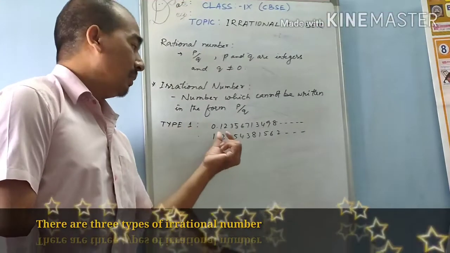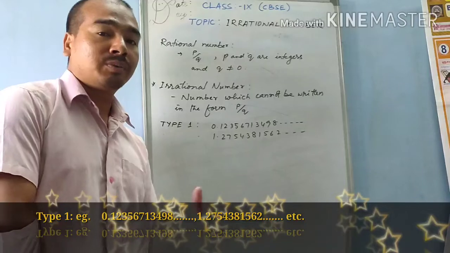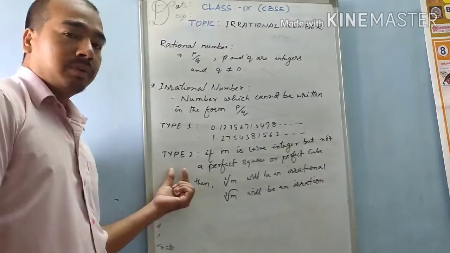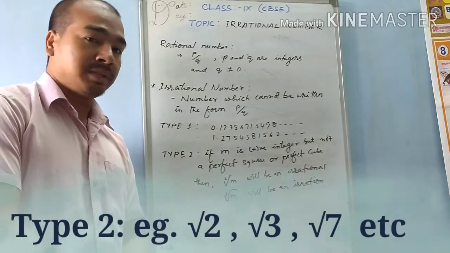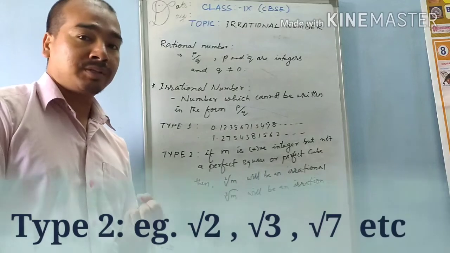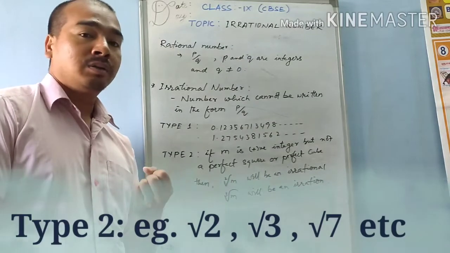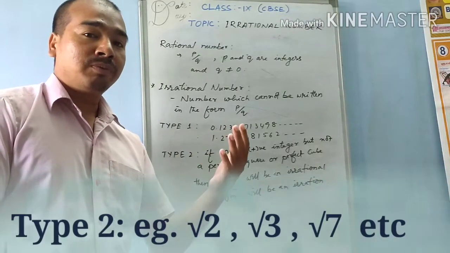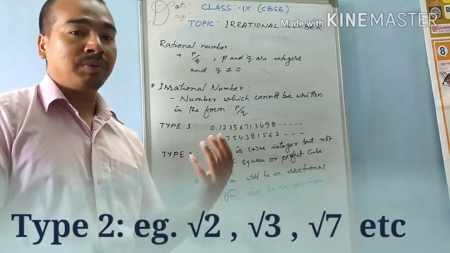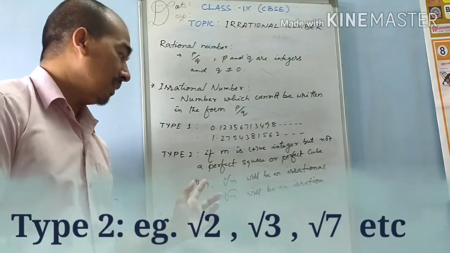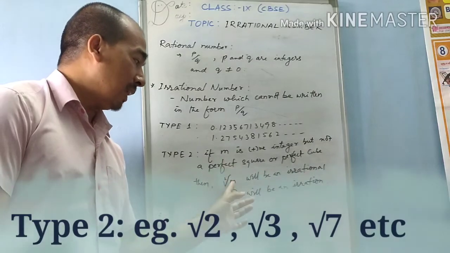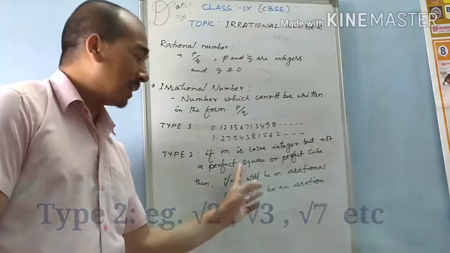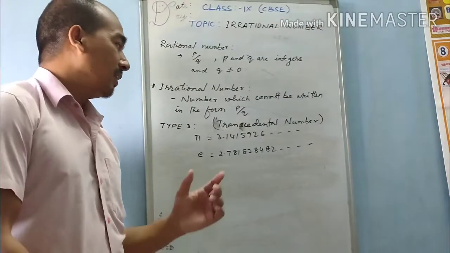There are three types of irrational numbers. Type 1: after the decimal point, the digits go on without stopping. So this type of number is also an irrational number. Type 2: if m is a positive integer but not a perfect square or a perfect cube, or cannot be expressed as a number to the power 4, to the power 5, to the power 6 and so on, then the square root of that particular number m will be an irrational number, and also the cube root of that particular number m will be an irrational number.